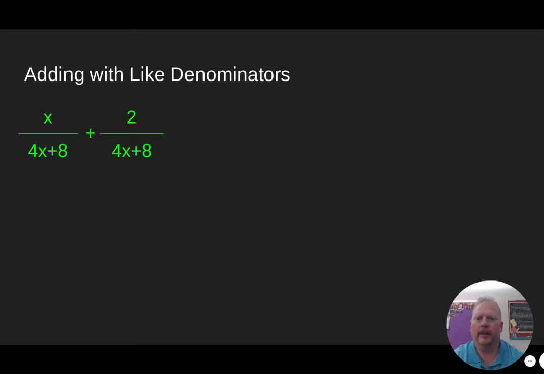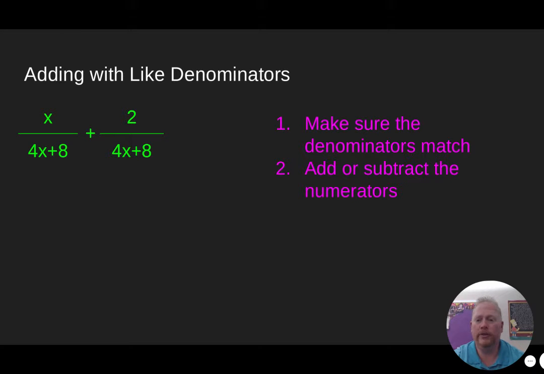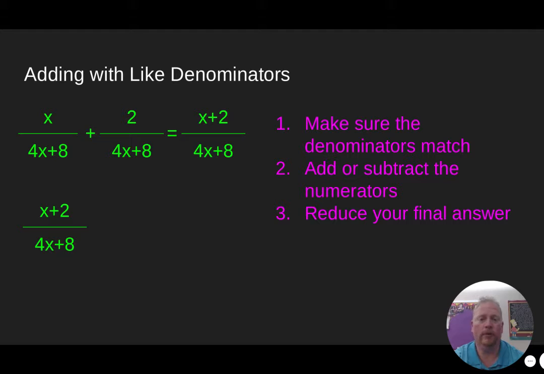Let's try another one. x over 4x plus 8 plus 2 over 4x plus 8. Let's make sure the denominators match, which they do. Then go ahead and add up those numerators. So I get x plus 2 over 4x plus 8. Last thing I want to do is check, can my answer reduce? Well, as of right now, no, it can't, but I think I can factor that denominator. So if I take x plus 2 over 4x plus 8 and factor out a 4 as the GCF, I now have x plus 2 over 4 times x plus 2.